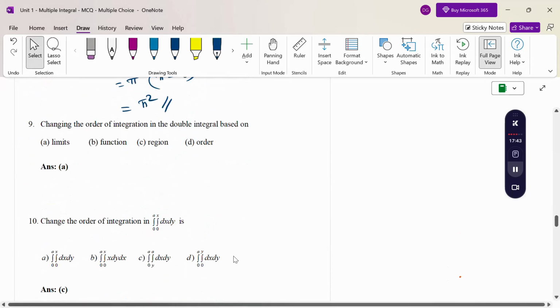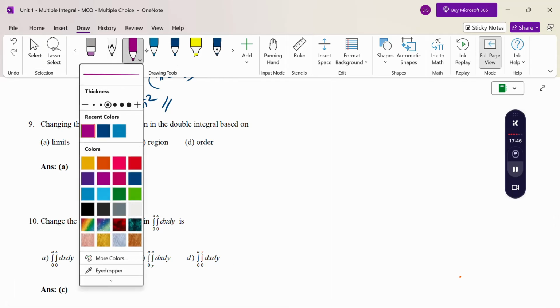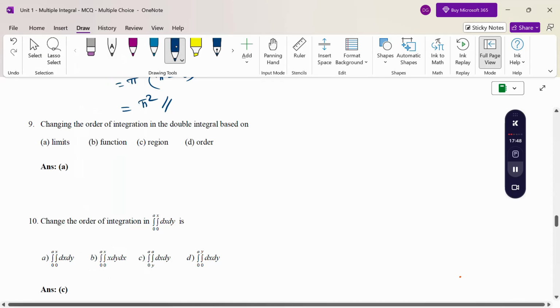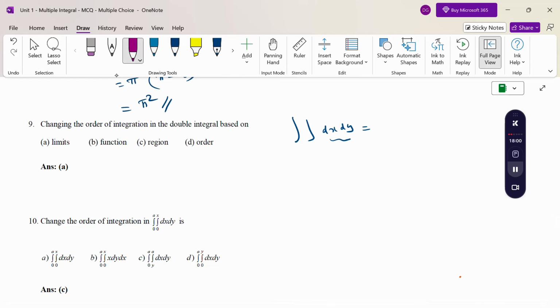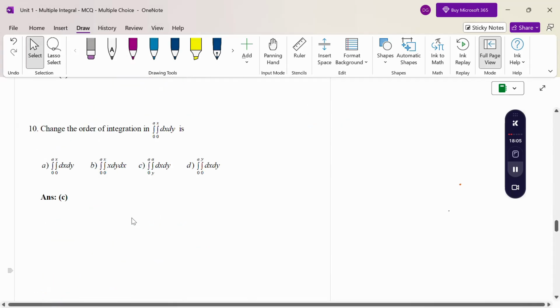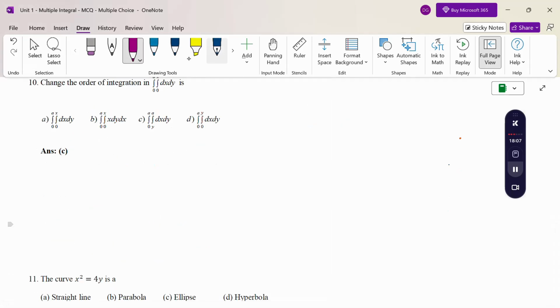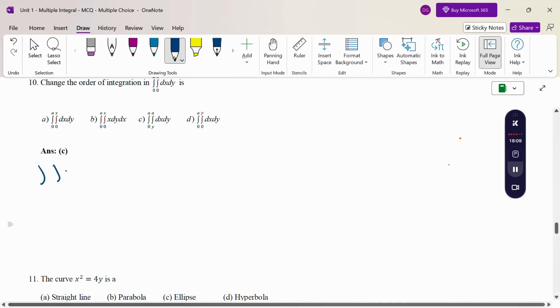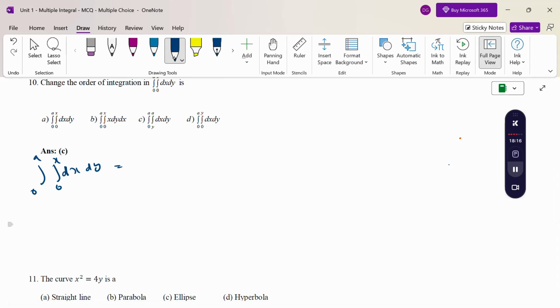Now, change the order of integration. The change of order is nothing but, suppose we have double integration dx dy, then based on the limits, dx dy changes, so the answer depends on the limits. For this problem, change the order of integration: double integration dx dy, 0 to x, 0 to a. So the question is to change the order of integration.